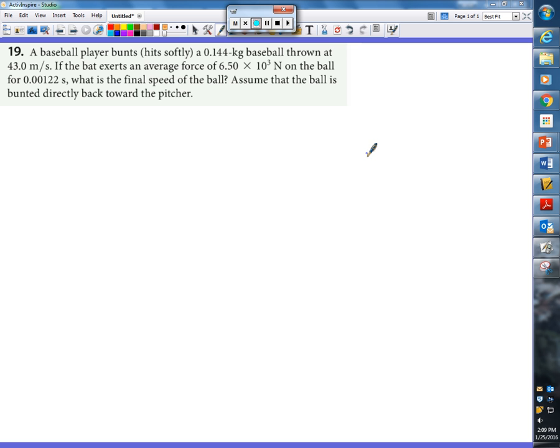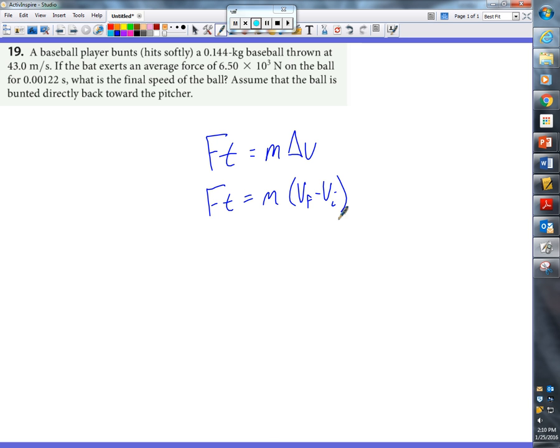Okay, so in this situation, we're talking about an impulse momentum theorem problem. It gives us a force, a mass, one of the speeds, as well as the time of impact. So the impulse momentum theorem says impulse, Ft, is equal to mass times the change in velocity. And we want to know a final velocity, or final speed, so we can break this down further: Ft is equal to m times (v final minus v initial).